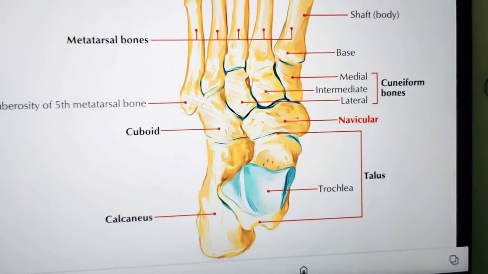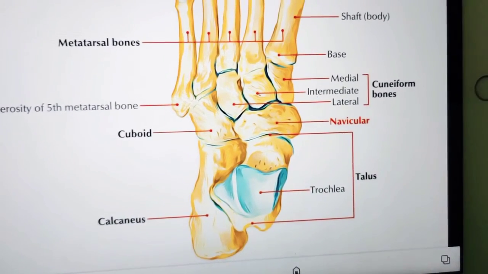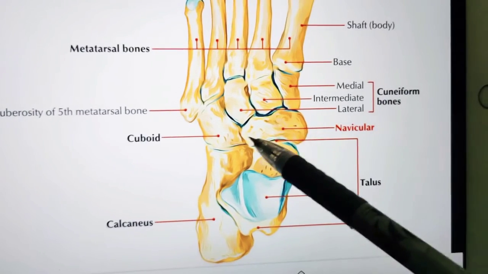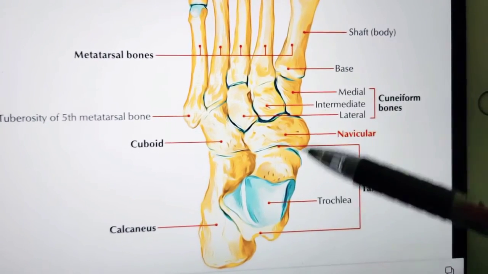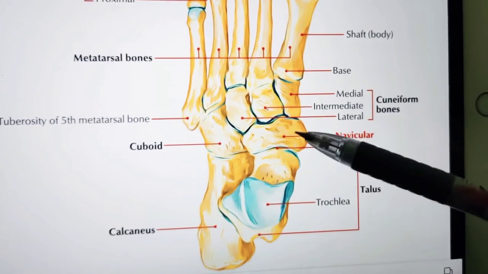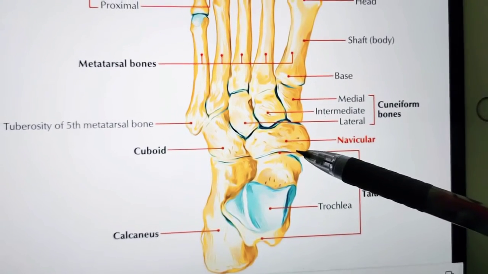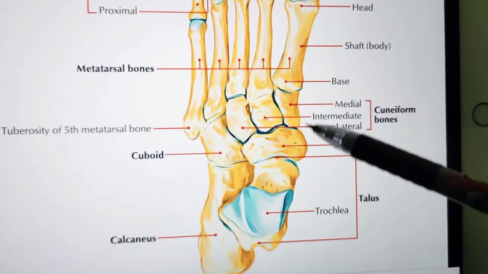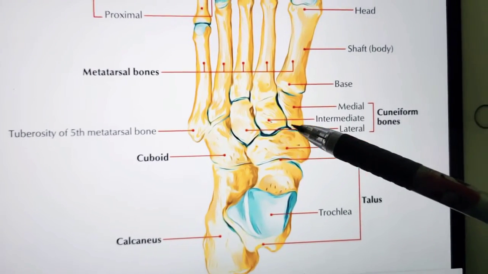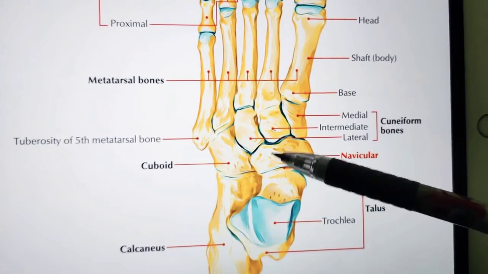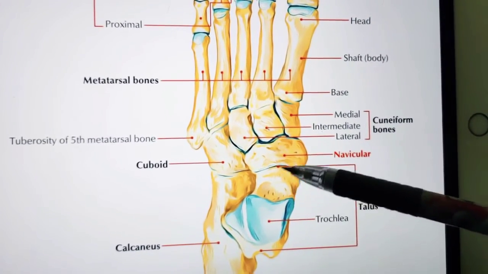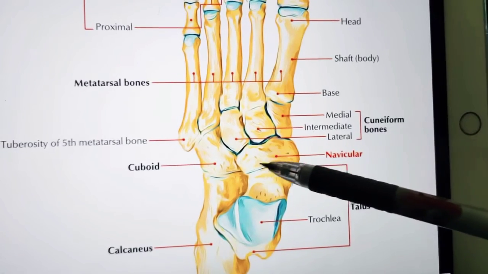So now we are going to discuss the navicular bone. According to the name, you can understand this navicular is boat shaped, and it is situated on the medial side of the foot, especially in front of the head of the talus, right? And it's behind the three cuneiform bones, namely the medial cuneiform, intermediate cuneiform, and the lateral cuneiform. So this is actually between the talus head and the three cuneiform bones, right?